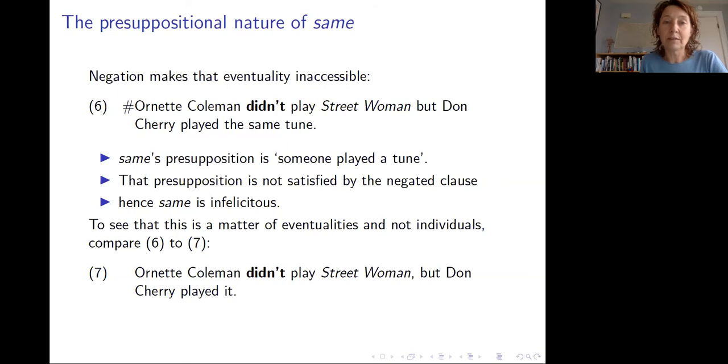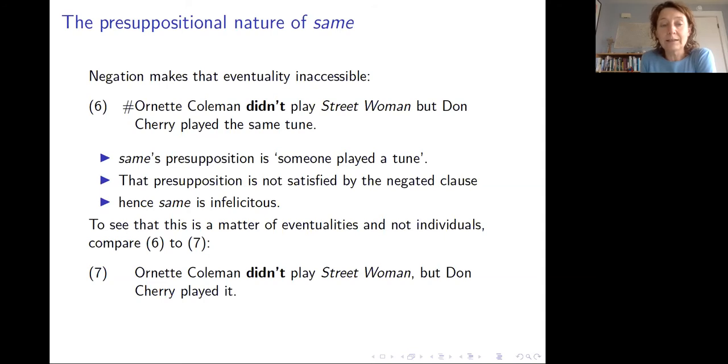So far we've seen this is a requirement for a preceding clause, but how do we know that it's a presupposition? So the first piece of evidence is that negation makes that eventuality inaccessible. So 6 is just like the previous example, except we negated the first clause. Ornette Coleman didn't play Street Woman, but Don Cherry played the same tune. And now same is infelicitous. Why is that? Same has again its presupposition, someone played a tune, but that presupposition is not satisfied by the negated clause. That is, from being told that Ornette Coleman didn't play Street Woman, we cannot infer that someone played a tune. And that means that the presupposition is not satisfied and therefore same is infelicitous.